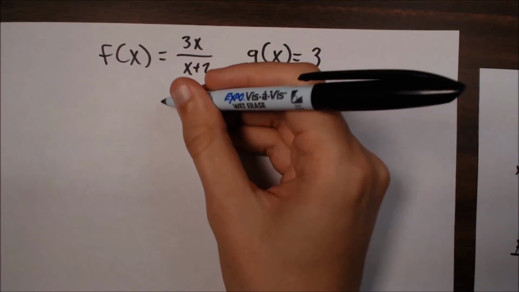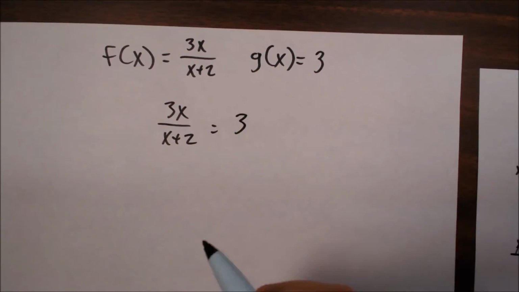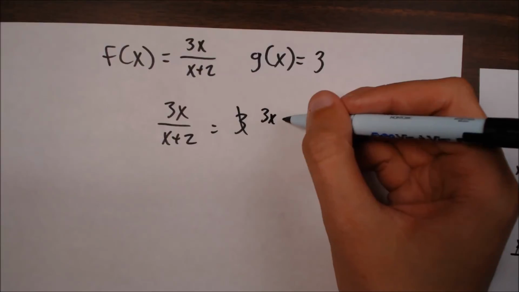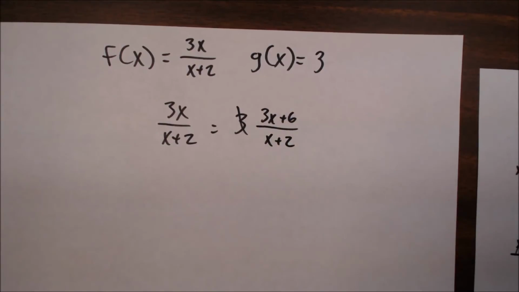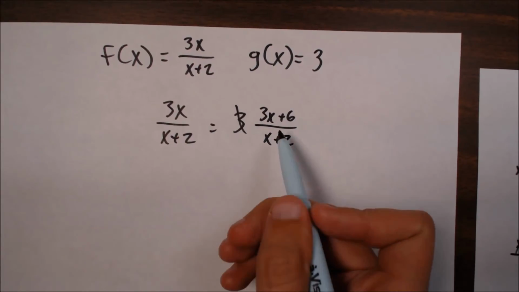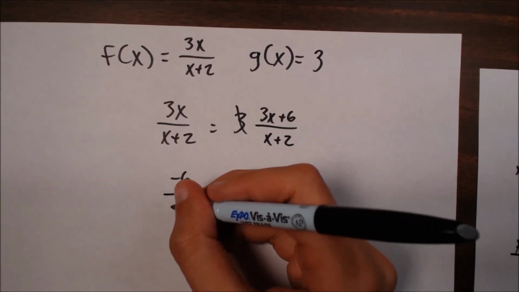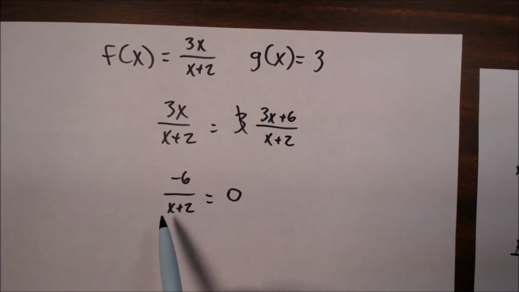So if I were to set these equal to each other, I need a common denominator, so I'm going to use x plus 2. If I multiply this by x plus 2 top and bottom, this is going to be 3x plus 6 over x plus 2. Okay, and you see I've got a common denominator, so if I subtract everything onto the left side, 3x minus 3x is going to cancel out. All I'm going to be left with is a negative 6 on the top and x plus 2 on the bottom equal to 0. Now what can I plug in for x that will make this whole thing equal 0?